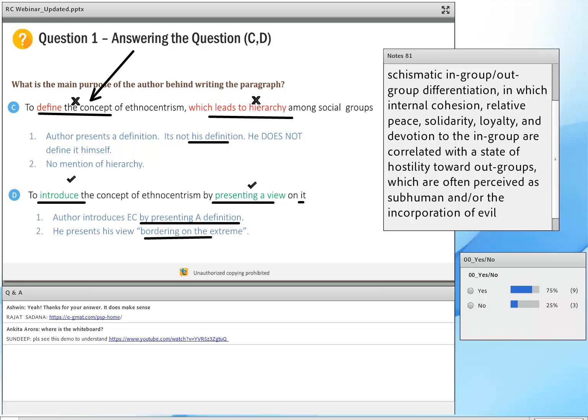He says here's a concept of EC. Okay, bordering on one extreme, one definition. So the one definition piece over here gives you an introduction, and then bordering on the extreme gives you the author's view on that.